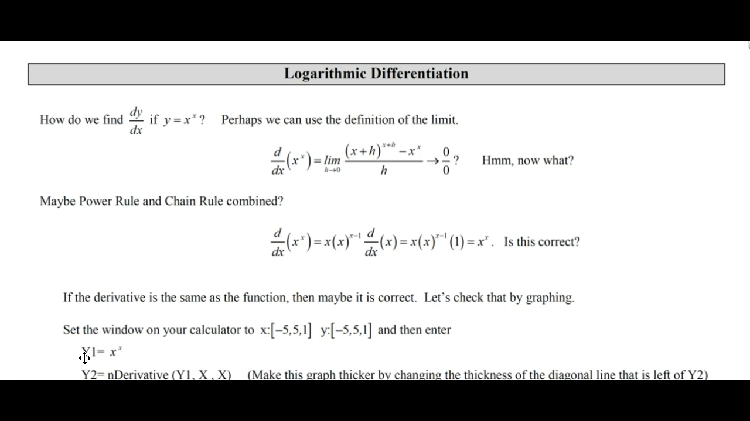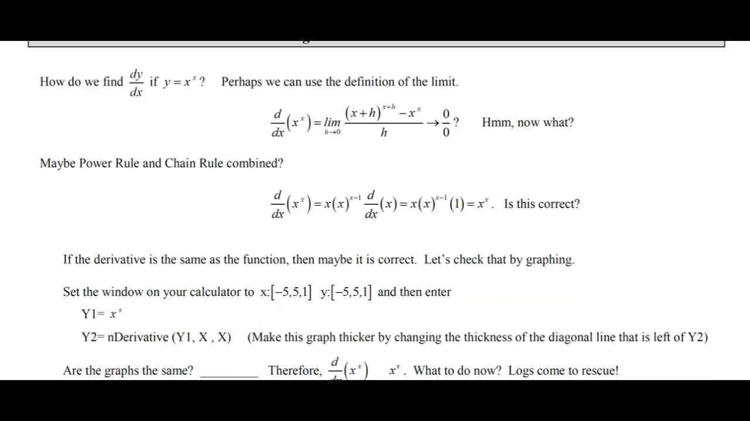Perhaps we can use the definition of the limit, which is 0. Now what? Maybe the power rule and chain rule combined. So combining power and chain rule. Is this correct? It came out the same, right? If the derivative is the same as the function, then maybe it's correct. Let's check that by graphing.